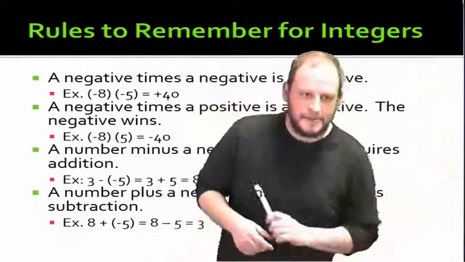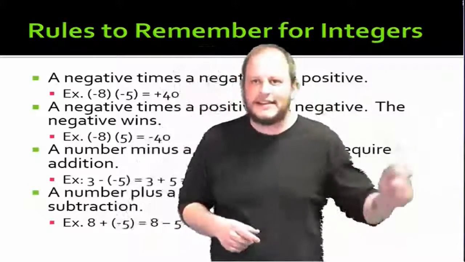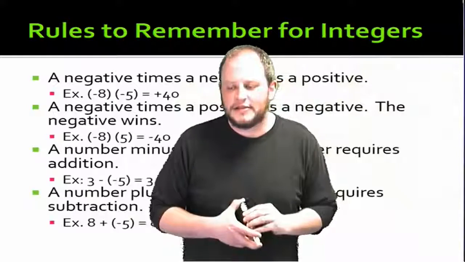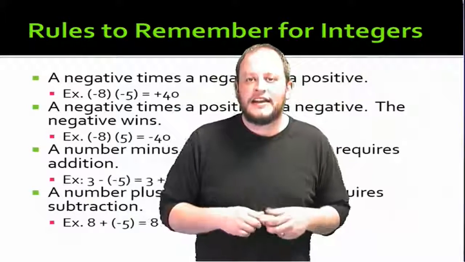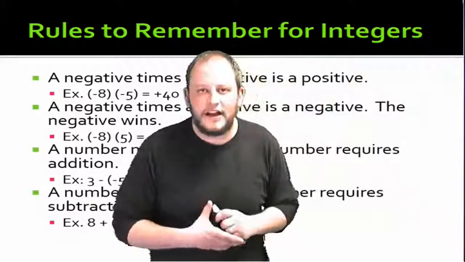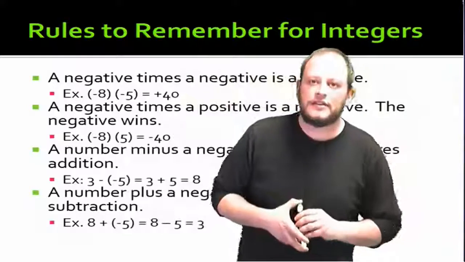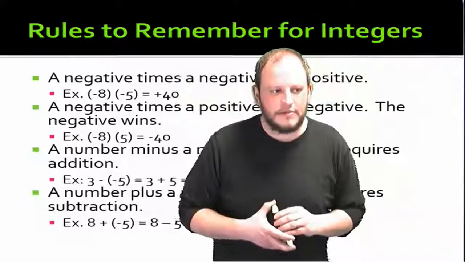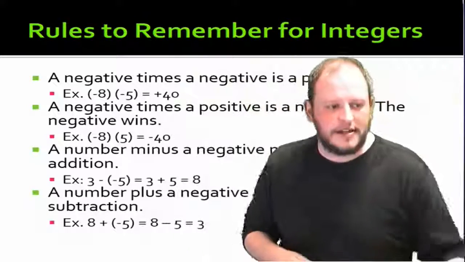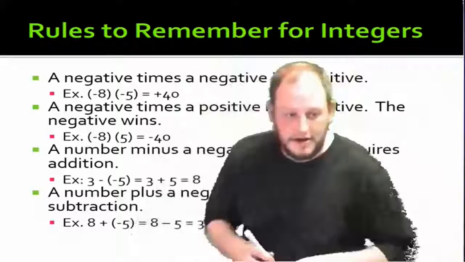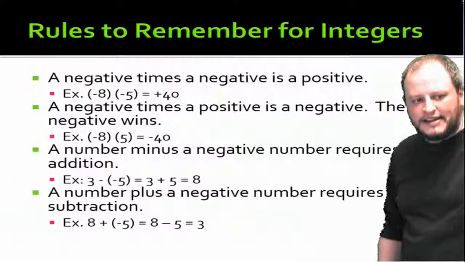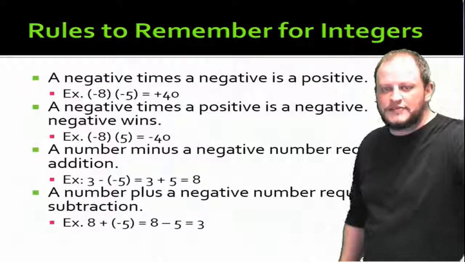A negative times a positive is a negative. The negative wins that battle. So basically you're counting your negatives when you're multiplying numbers. If you have an even number of negative numbers, then your answer is going to be positive. If you have an odd number of negative numbers, then you are going to have a negative number as your answer. When it comes to plussing and minusing integers, a number minus a negative number requires addition. So here's my example. 3 minus negative 5 is actually 3 plus 5. Right?